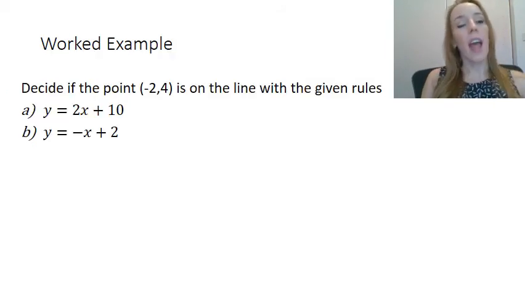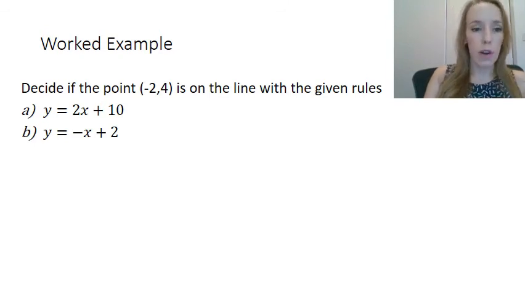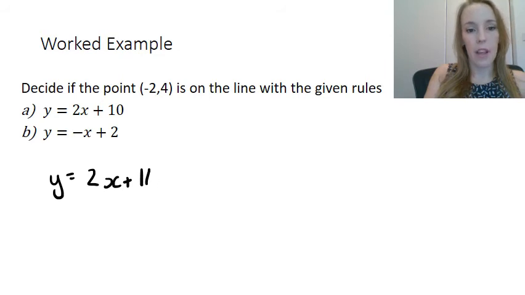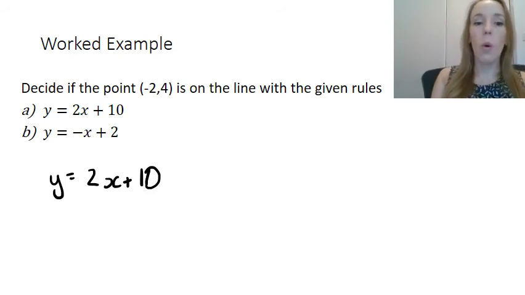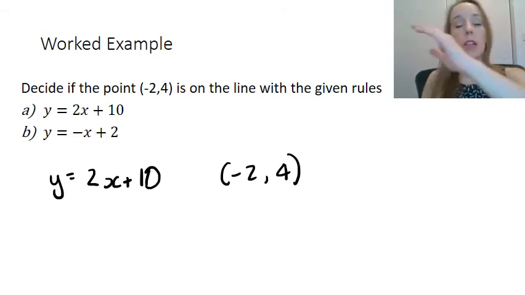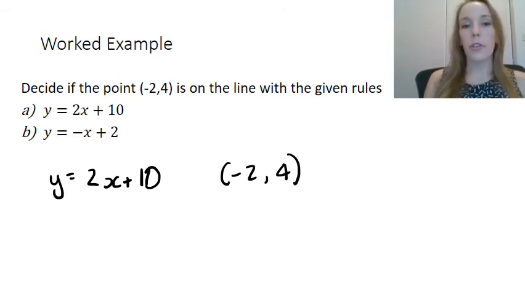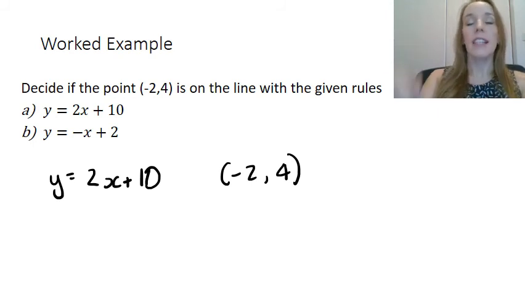Okay. Our next worked example is finding out whether a given point will actually fit with a rule. So the rule for our first one is y equals 2x plus 10. If we were to draw up a table of values, work out what x and y are, and then plot that onto a graph, would this point here, -2, 4, actually fall on that straight line that we've graphed or not? So you could draw up a table of values, work out what x is and what y is, and plot those points onto a graph, and then you could see if that point falls onto it.